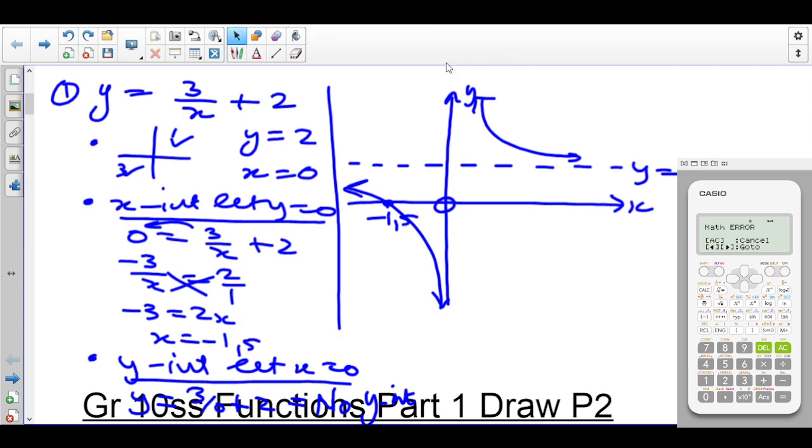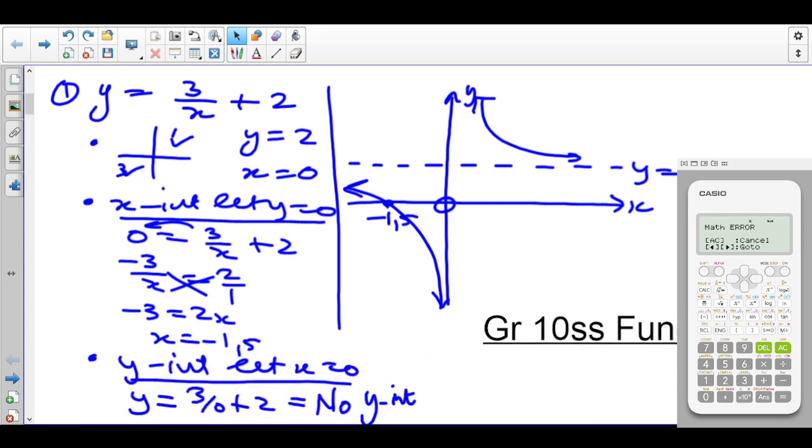Okay. So yesterday I said we're going to look at a couple of questions dealing with this here, as I've given you 4 graphs to draw for homework.